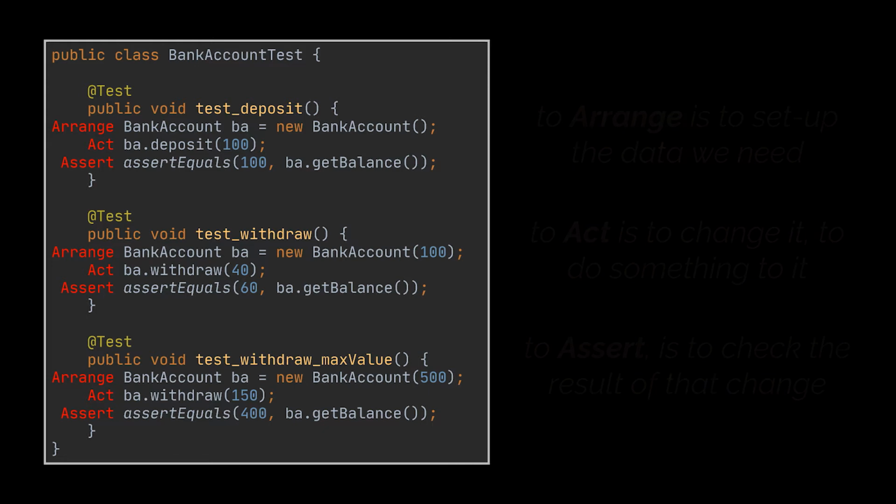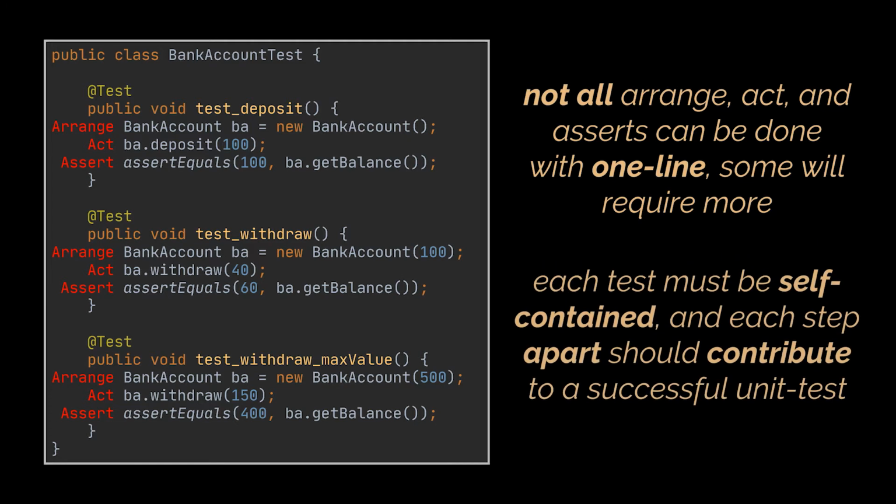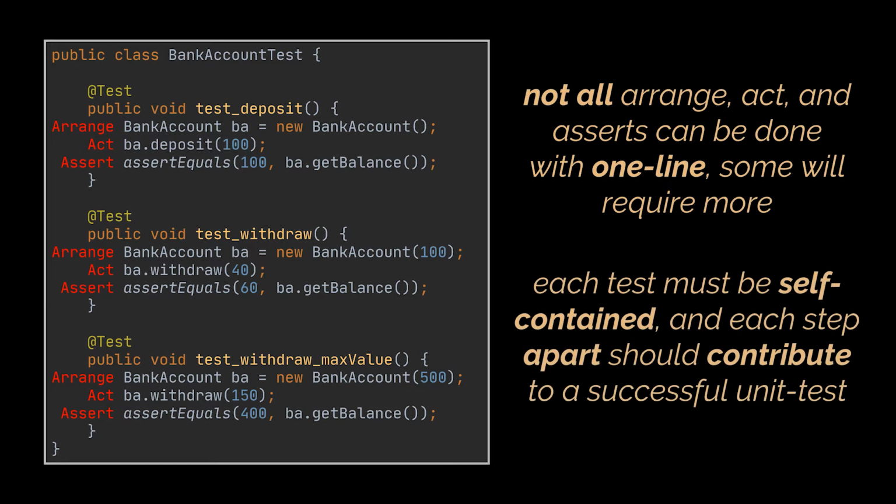Also keep in mind that not all arrange, act, and assert steps can be done with one line. Some will require more. And that's another reminder that each test is intended to be self-contained and that you should be thinking about what each of these steps apart contribute to a successful unit test.